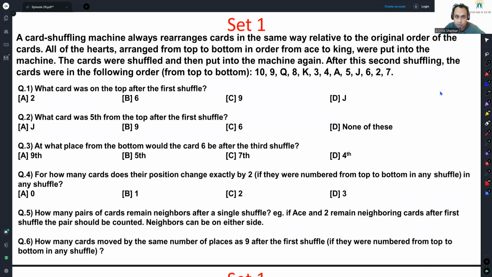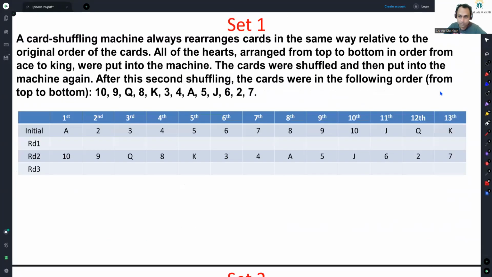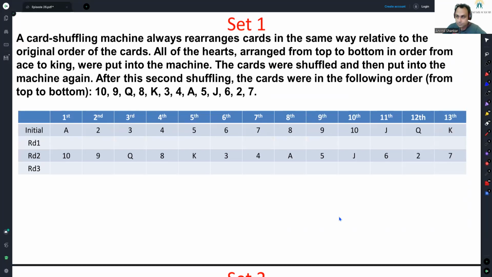So, recording wise, what you would have to do is record something like this. The initial situation is A, 2, 3, 4, 5, 6, 7, 8, 9, 10, and so forth. And then in round 2, you would have this. Given that after round 2 of shuffling the order has changed, from the initial situation to the position after round 1 shuffling, the situation should also change.